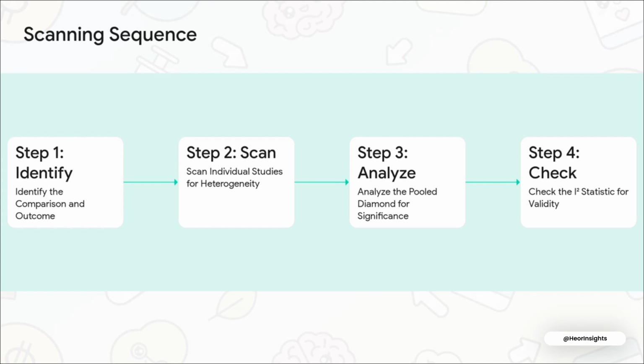Second, scan the individual studies to visually check for heterogeneity, or how different the results are. Third, analyze the pooled diamond to determine its overall significance. And fourth, you check the I-squared statistic, which formally quantifies that heterogeneity.